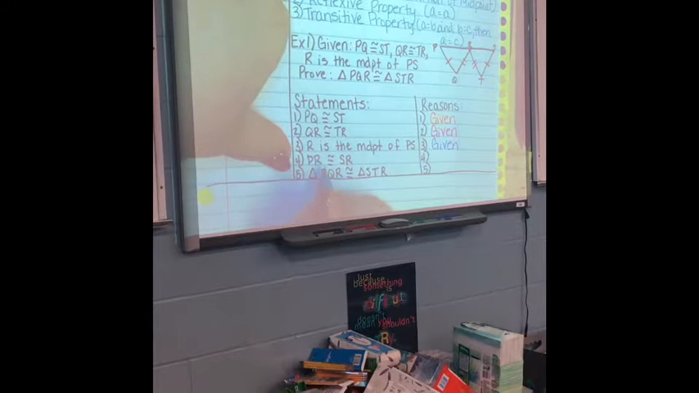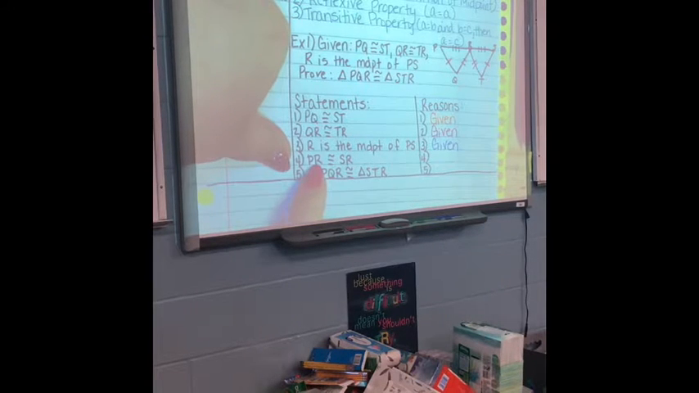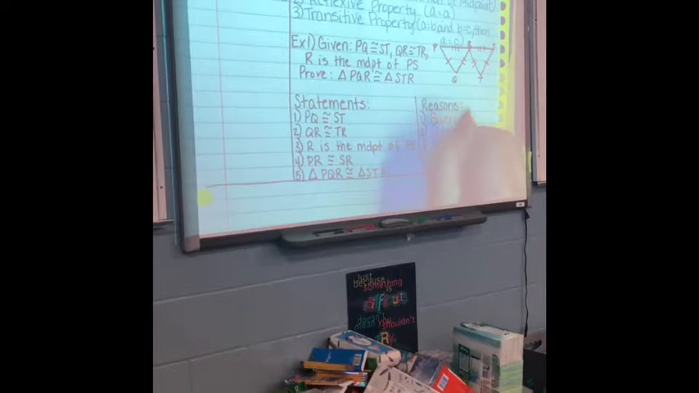So then we're looking at the next one. It says PR is congruent to SR. So I'm going to put 3 lines up here on PR and SR. How do I know that PR and SR are congruent? Because R is the midpoint, so it's by definition of midpoint. Still with me? Yes. Okay.